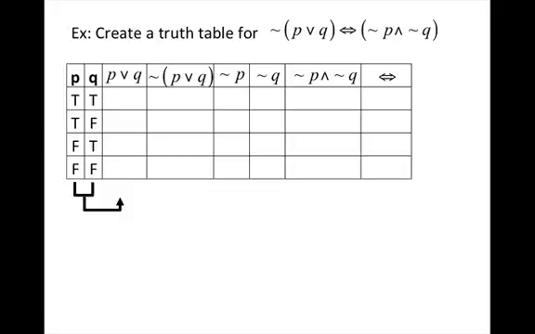So begin with the P or Q. We're comparing P and Q. The or is only false when both of those are false, which is line 4. So P or Q is true, true, true, false. The negation of this would be false, false, false, true. So not P or Q is false, false, false, true.